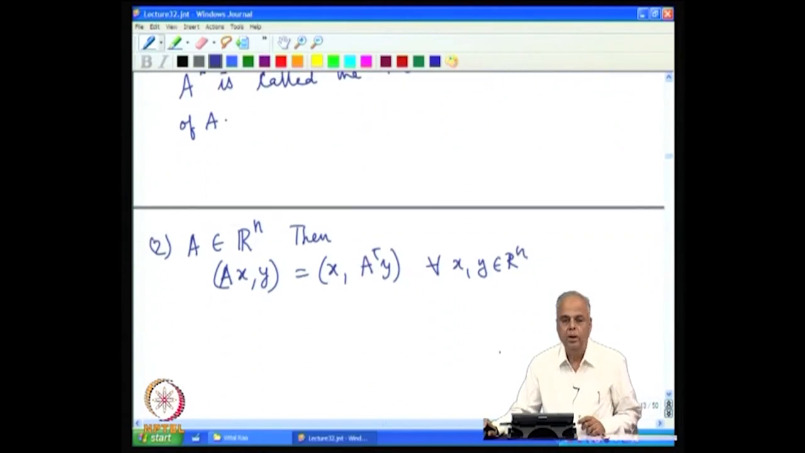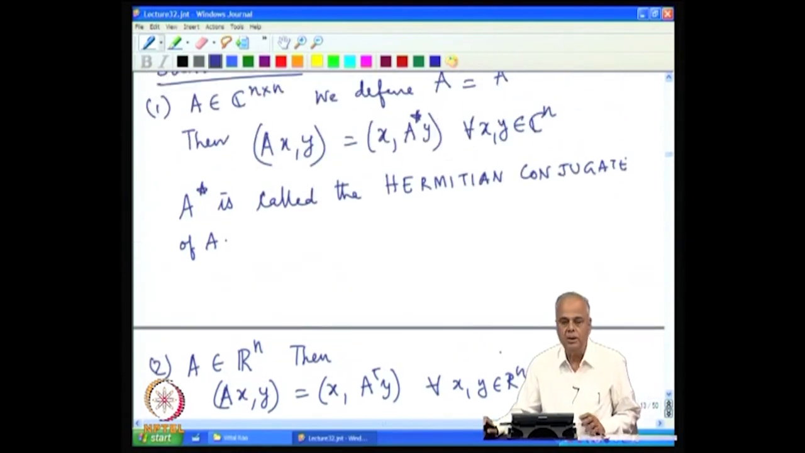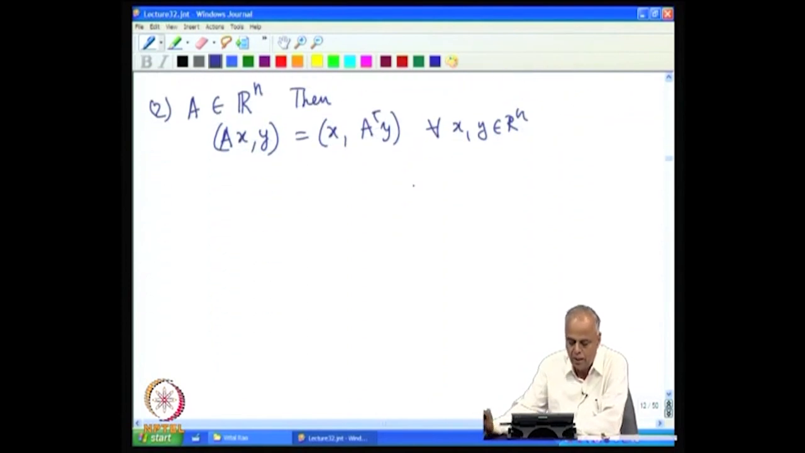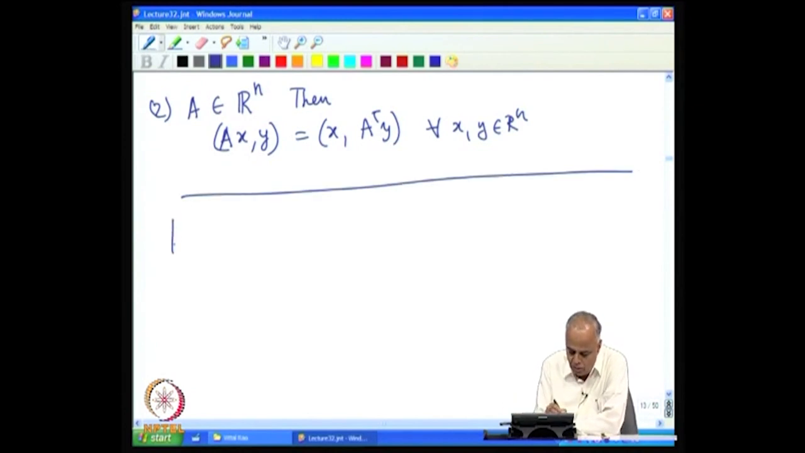So, now we observed that when A star is equal to A in this example 2 above, particularly if you look at this identity, when A star is equal to A, then we get Ax comma y equal to x comma Ay. That is, we can freely move A from one factor to the other factor without any change. If A star is equal to A, when we move this A to the second factor, it will still move as A only, and that makes things work much nicer. We now make a special name for such matrices. So, we now introduce the notion of a Hermitian matrix.